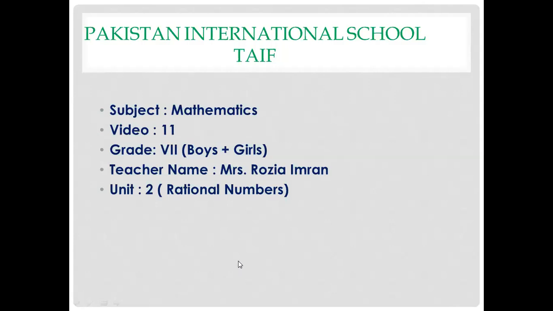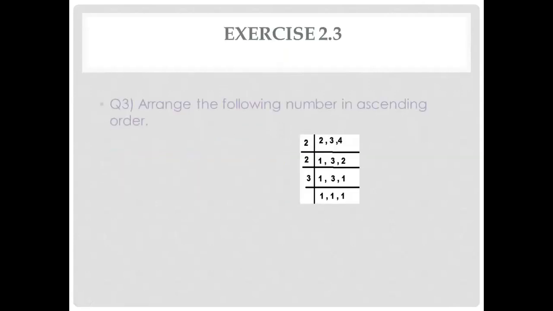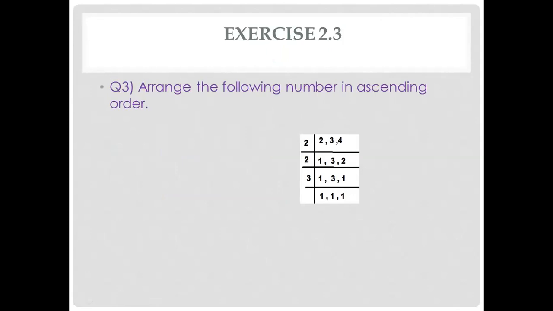Today we will study question number 3, which is to arrange the following numbers in ascending order. In question number 2, we did the descending order. In this, we will do ascending order. So, dear students, the steps which we follow in question number 2, the same steps we follow in question number 3 for ascending order. Only the last step will be changed.